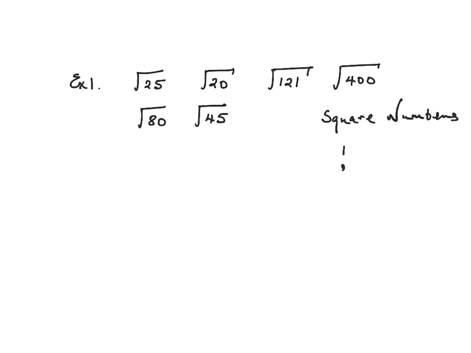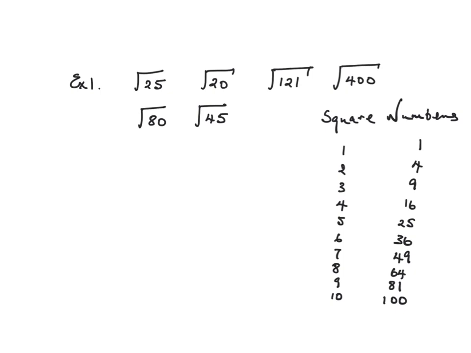So 1, 2, 3, 4, 5, 6, 7, 8, 9, 10. If I square the number 1, I get 1. 1 times 1 is 1. 2 squared is 4. 3 squared is 9. 4 squared is 16. 5 squared is 25. 6 squared is 36. 7 squared is 49. 8 squared is 64. 9 nines are 81, and 10 tens are 100. Now the list of square numbers goes on, but we can make use of this list for some of these numbers.